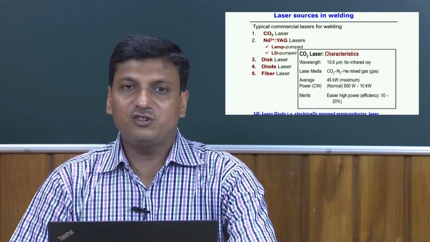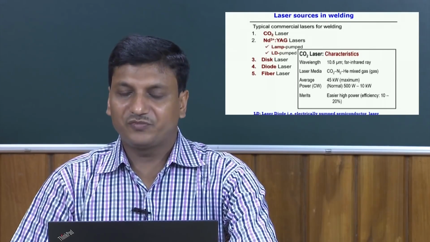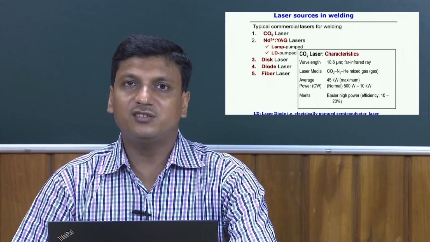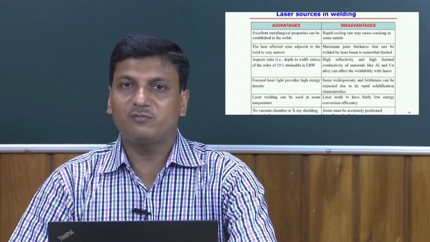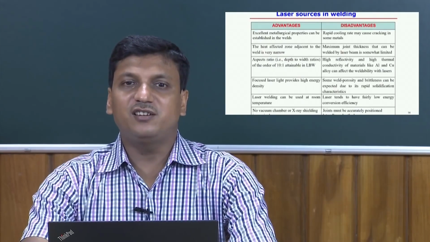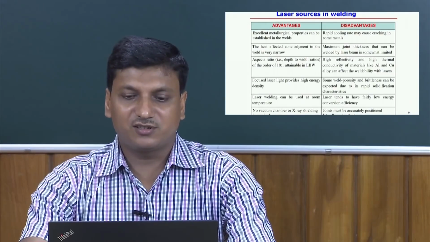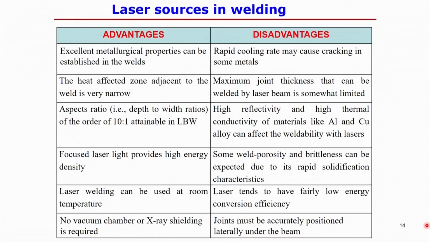So overall, by knowing the facts about the laser, the different types of laser, the principle of operation of the laser, and the applicability of this laser in welding, we can find out different advantages and disadvantages of the laser when it is applied to the welding process. The first point is that very good metallurgical properties can be achieved in the weld using laser welding processes.